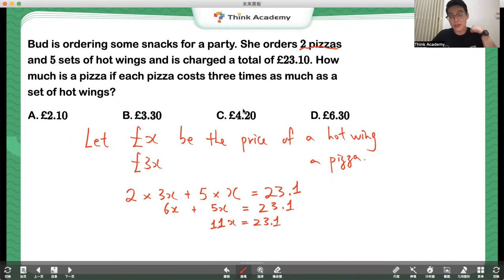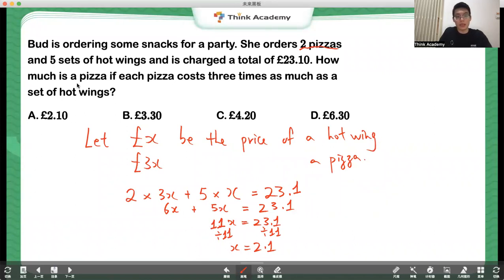Yeah, and that's just a little bit of division. Decimal division, another thing that we're going to talk about in the last revision class. So for now, let's just accept the fact that 23.1 divided by 11, because we need to divide 11 on both sides to cancel this 11, is going to be 2.1. All right. So we know that x is 2.1.